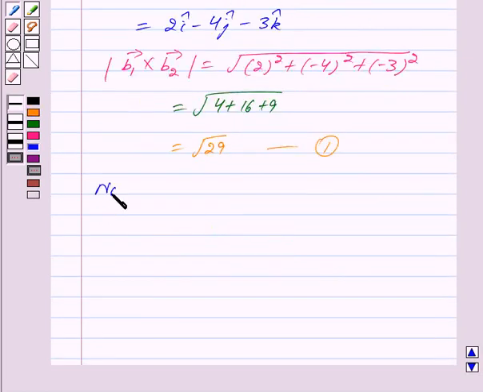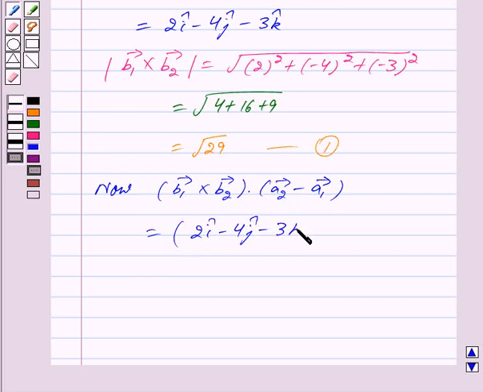Now, cross product of vector b1 and vector b2 dot vector a2 minus vector a1 is equal to (2 i cap − 4 j cap − 3 k cap) dot (j cap − 4 k cap). This is equal to 2 into, now here the coefficient of i cap is 0, so 2 into 0 is 0. Minus 4 into 1 is −4, and −3 into −4 is plus 12. This is equal to 8. We mark this as 2.